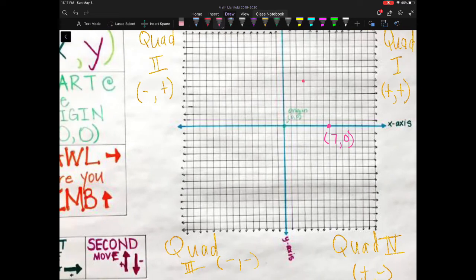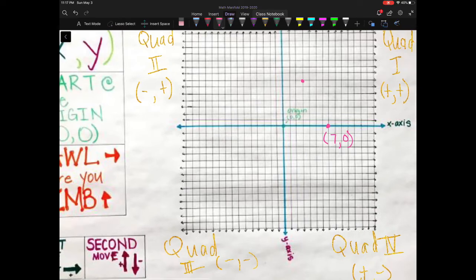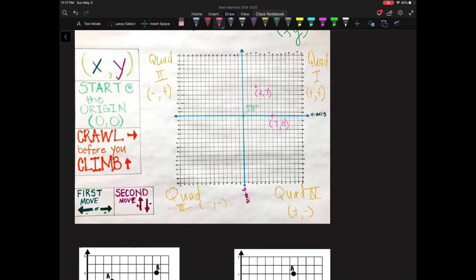If, let's say, I plotted a point right here, again, we're going to crawl before we climb. So we're going to go to the right, 1, 2, 3, and then we're going to go up 1, 2, 3, 4, 5, 6, 7. So this would become 3, 7. So we're going to crawl before we climb.